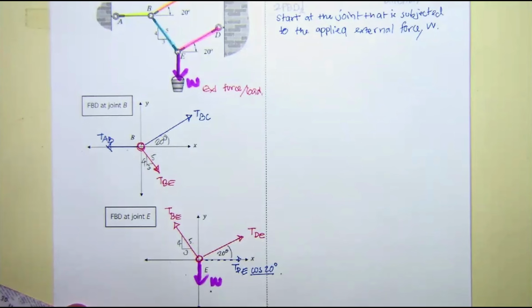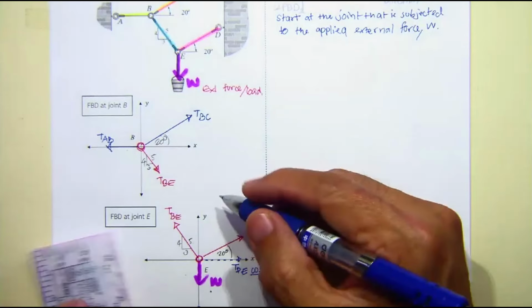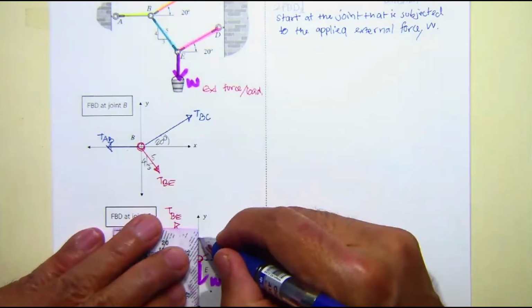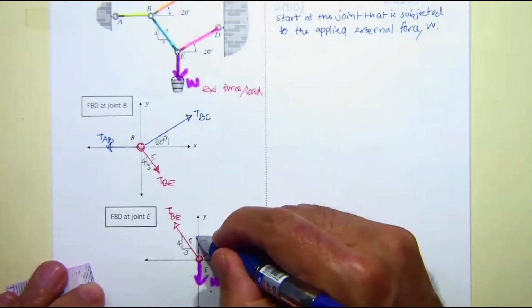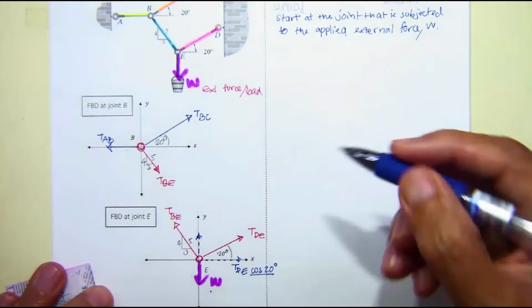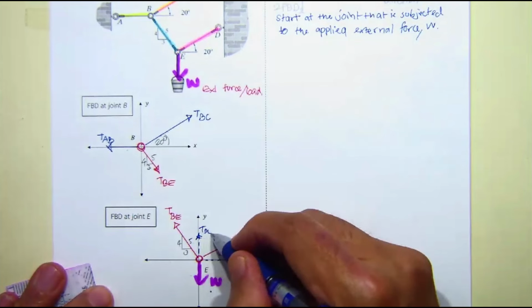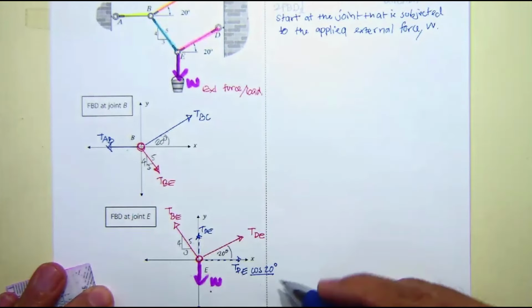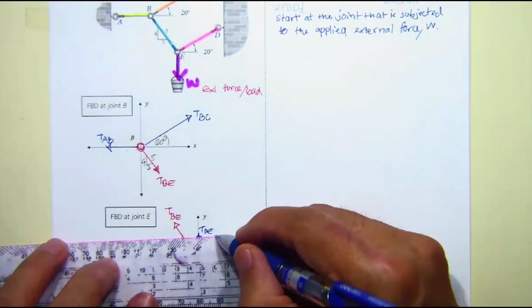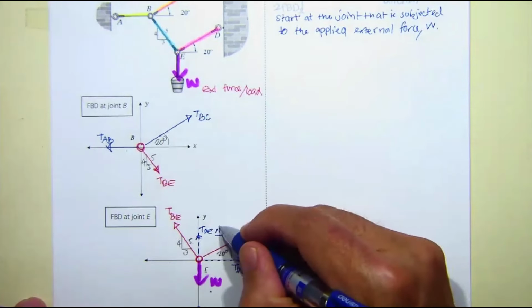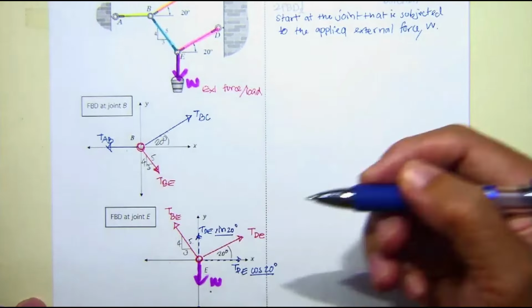They never call it cost. It seemed to me that there is no cost in the American system when I study about it. It's going to be cosine. And for this one also, you may do the projection. And then this one is going to be T sub DE. Okay, this one is cosine already. This one is supposed to be sine 20 degree.